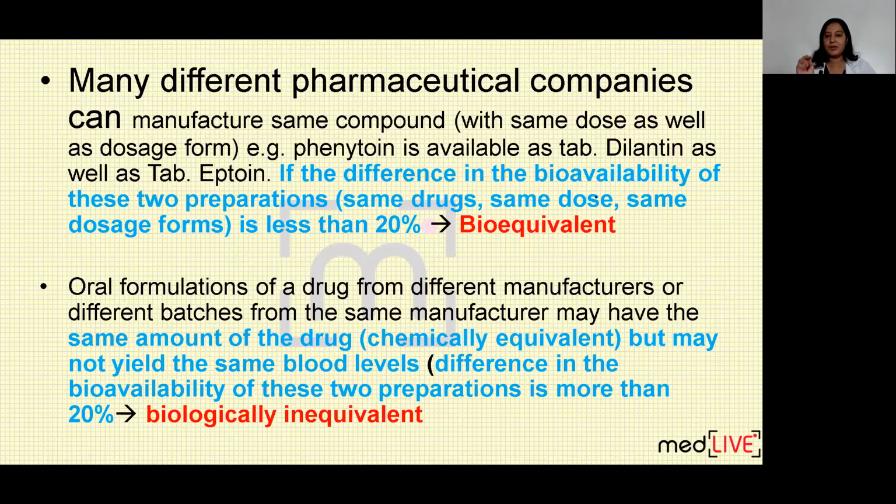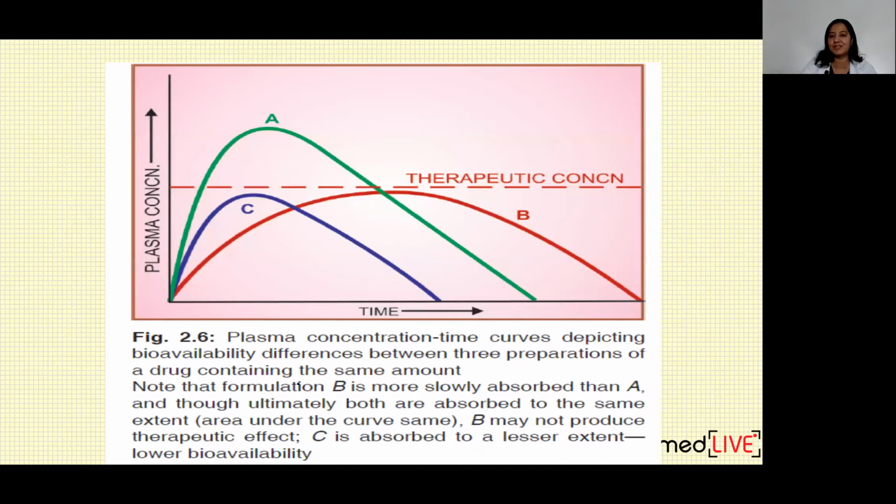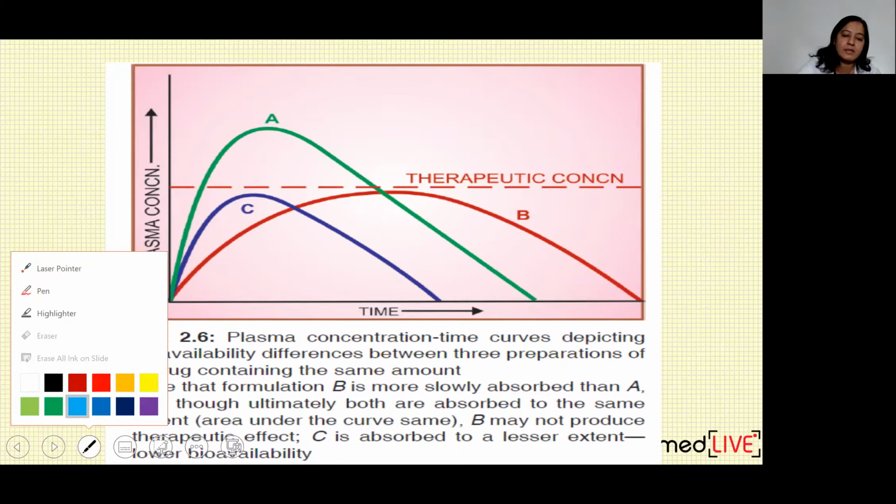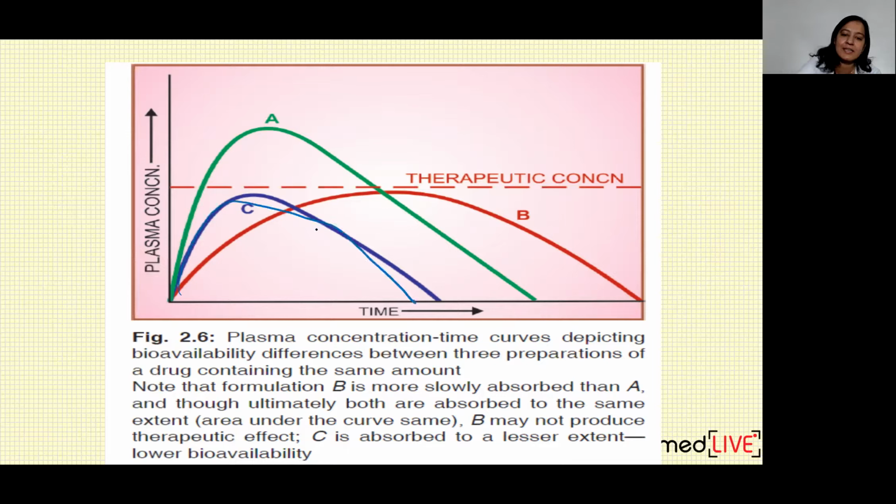Correct. So there are two types of drugs: bioequivalent drugs or biologically inequivalent drugs having the same composition. In this graph you can see three different drugs: A, B, and C. The green curve is drug A, the red is drug B, and the blue one is drug C. Now, out of A, B, C, which is the smallest triangle, having the least area? We can see the blue one, that is C. I will mark it for you. The blue one has the smallest area, so bioavailability of drug C is less than A and B.